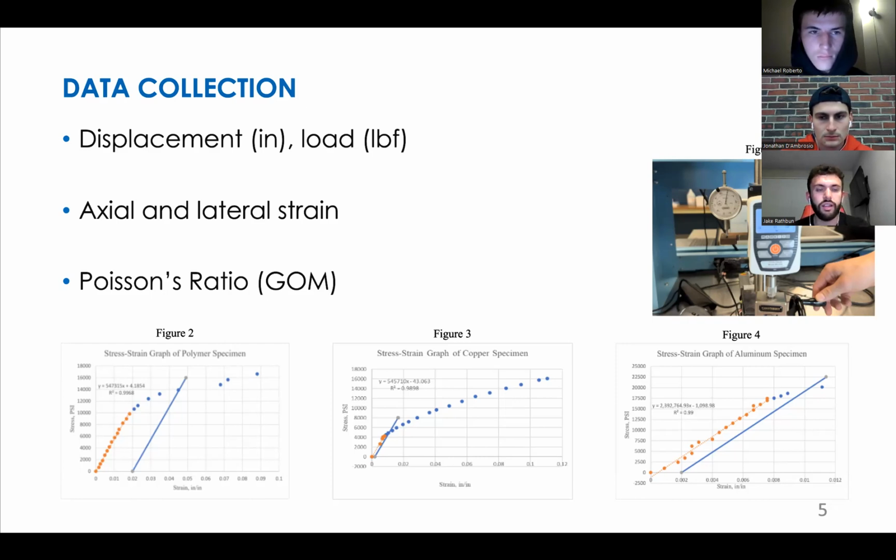And the data collection also included finding the axial and lateral strains of each sample, along with Poisson's ratio through GOM.